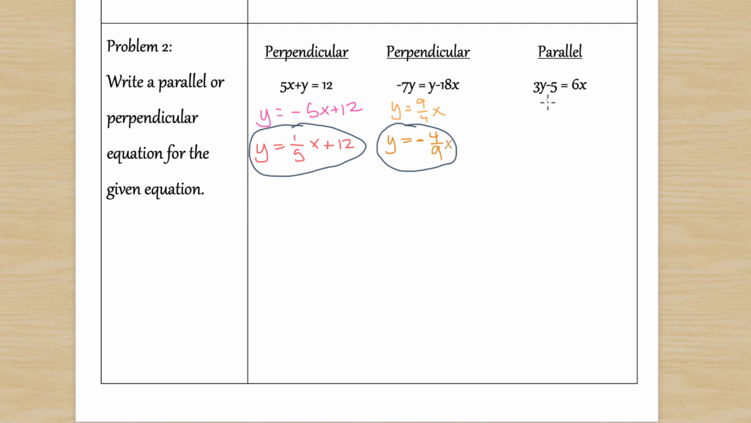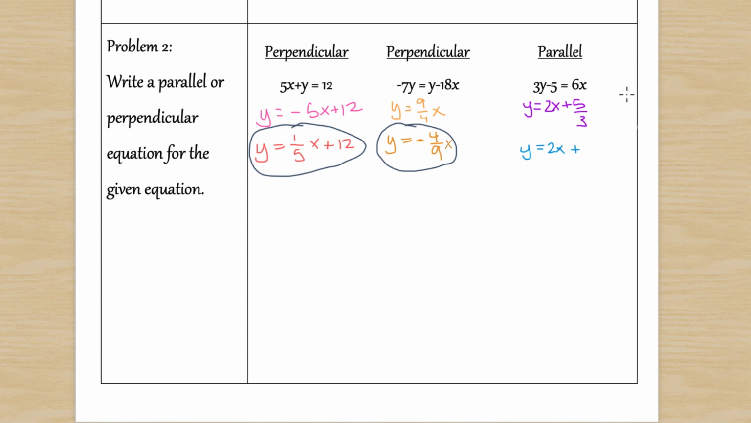So for this one, we're going to convert this into slope-intercept form as well. Y is equal to 2x plus 5 over 3. So remember, for parallel lines, the slope has to stay the same, but the y-intercept has to be something different. So we can write this out by starting with y is equal to, and then 2x, because the slope needs to stay the same, plus any number you want.